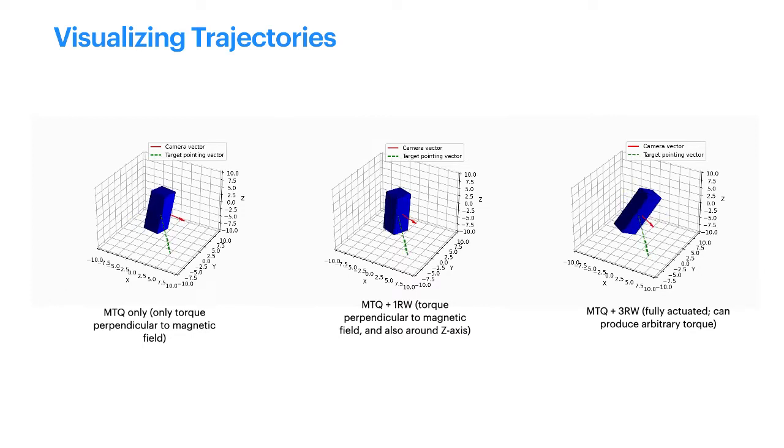First, a purely magnetically actuated satellite, shown on the left; a magnetically actuated satellite with a reaction wheel that allows arbitrary torque about the z-axis, shown in the center; and a fully actuated satellite, shown on the right. I used ILQR and Drake to optimize trajectories for all three systems, aligning a camera vector, shown in red, with an imaging target, shown in green. The optimization was unconstrained except for implicit constraints posed by the satellite dynamics.